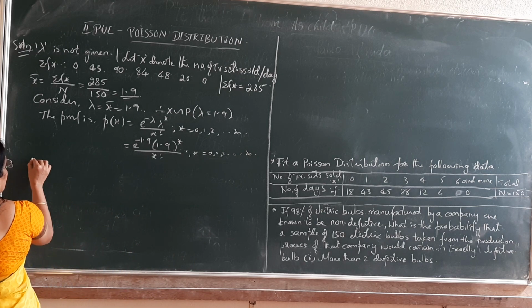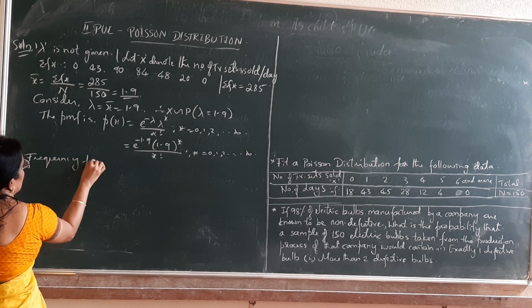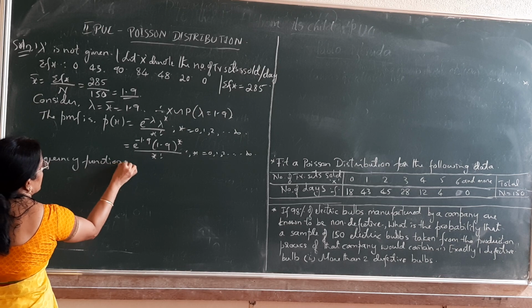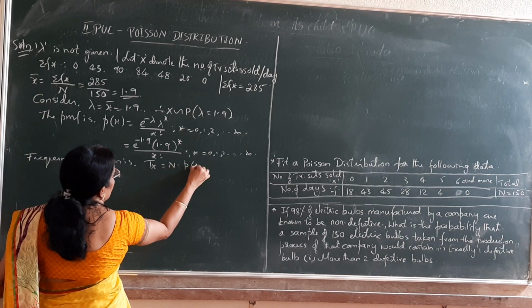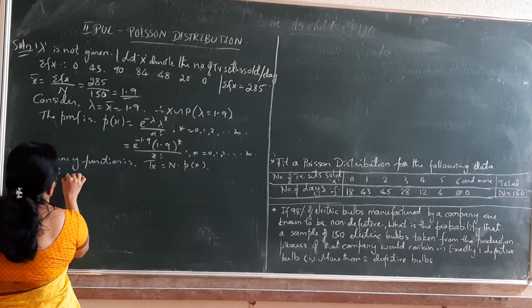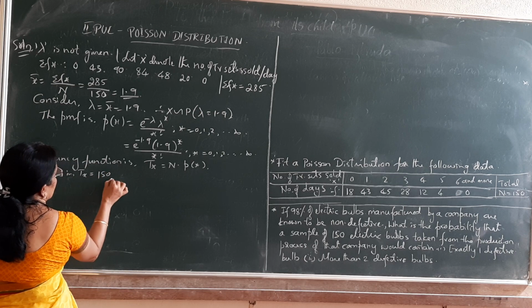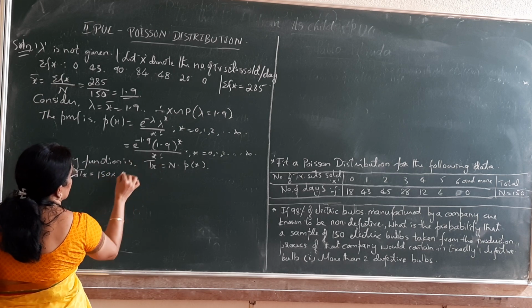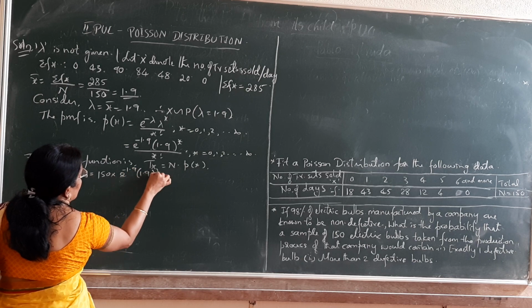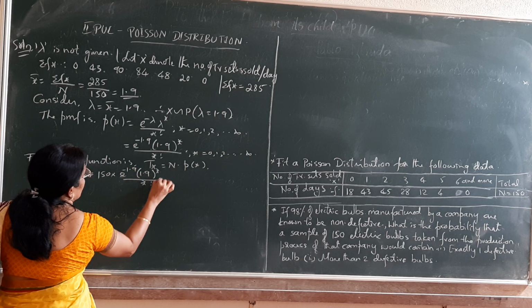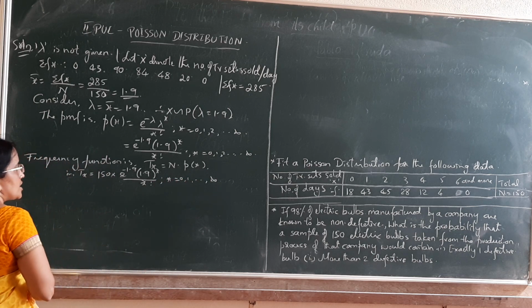Next, write the frequency function. Frequency function is T of x is equal to N into p of x, right? That is T of x is equal to N, capital letter N is 150, into p of x, this probability mass function, e power minus 1.9, 1.9 power x divided by x factorial, x is equal to 0, 1, 2 up to infinity.